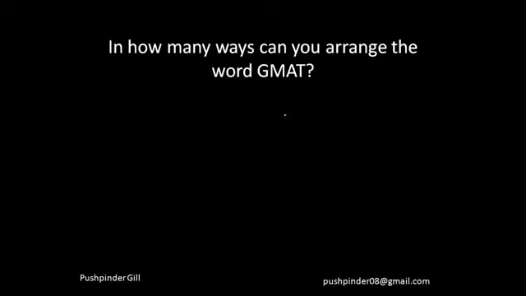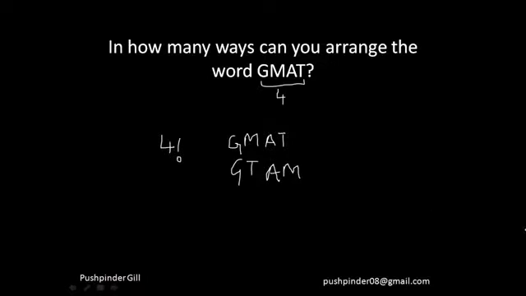So in how many ways can you arrange the word GMAT? As you can see, there are 4 objects which you want to arrange, which can be pretty easily arranged in 4 factorial ways. One of the arrangements would be GMAT, another would be GTAM. Like this, there can be 4 factorial arrangements, because we have already established in our previous video that n things can be arranged in n factorial ways. So the word GMAT can be arranged in 4 factorial ways.